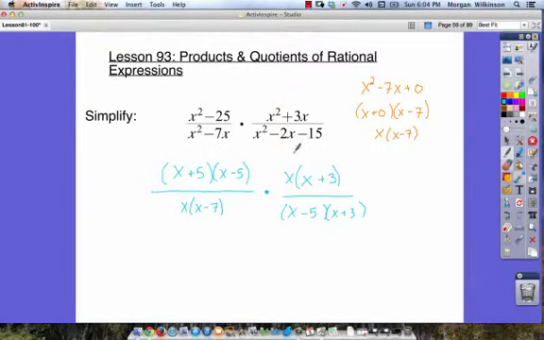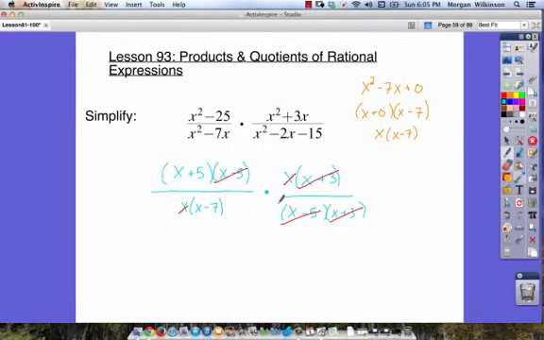Now the advantage to doing all this is we can look for what simplifies. Simplify before you multiply. We have x minus 5 and x minus 5, one in the numerator, one in the denominator. That's the same thing as 1. Then we have x and x, that's the same thing as 1. Oh look, we have more. X plus 3 and x plus 3. That's also the same thing as 1.